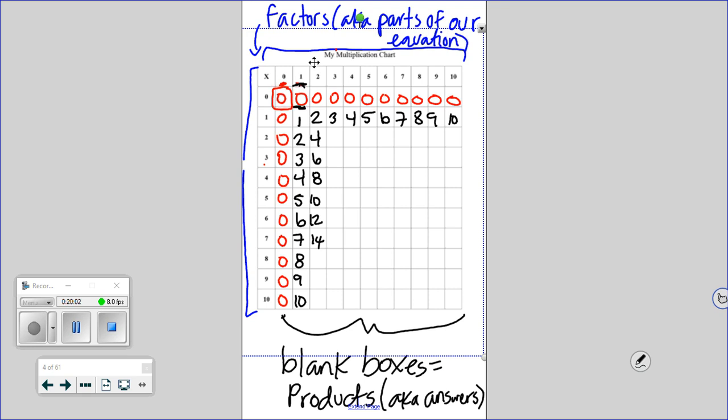Lainey, 2 times 8. Very good. Billy, 2 times 9. 18. Very good. Gio, 2 times 10. 20. Is there anything else we can fill out on our mini multiplication chart? Anything else? I don't think I have anything.